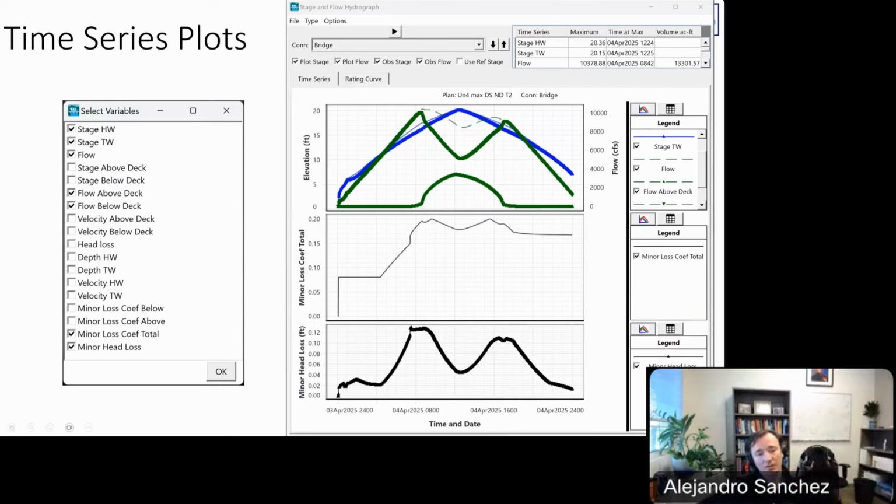And so now you can look at variables above and below the deck, total flows, average velocities and such. You can look at the headwater, tailwater at those cross sections 2 and 3. And then you have all the minor loss stuff, the minor loss coefficient below and above the bridge, the total one, and then the minor head loss due to this extra contribution that you've added.